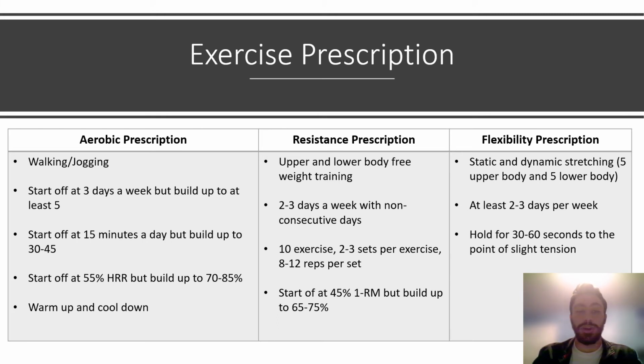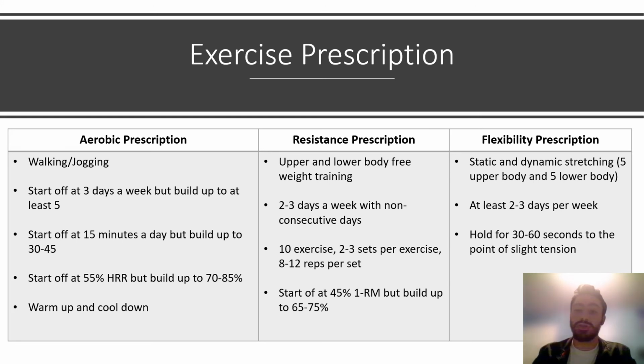So for our patient Mike, starting him off with walking, since that's something he already does, and hopefully graduate to jogging. Starting off at 3 days a week, but hopefully build up to 5. Start at 15 minutes a day, but hopefully build up to 30 to 45. Start off at 55% of his heart rate reserve, which we can get from that 6-minute walk test, and then build up to 70 to 85%, and include a warm-up and cool-down there to make sure that he's all right.